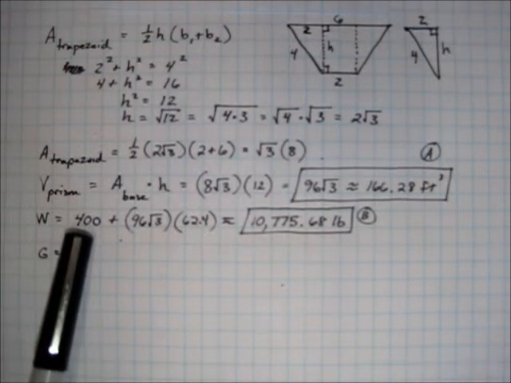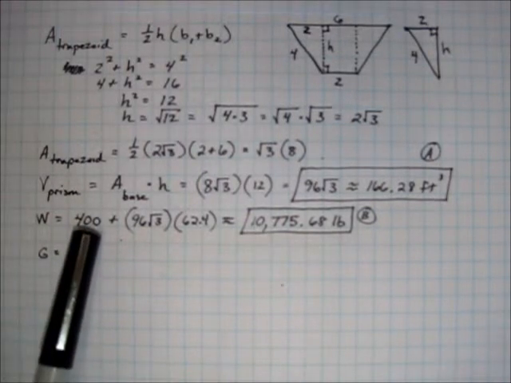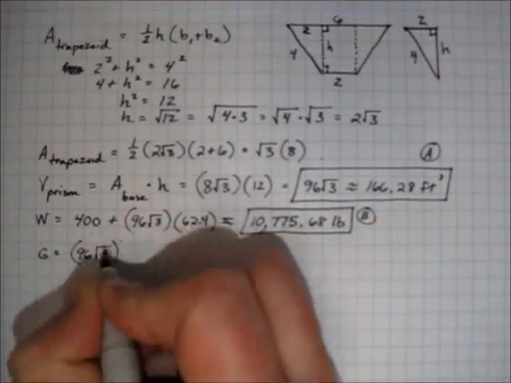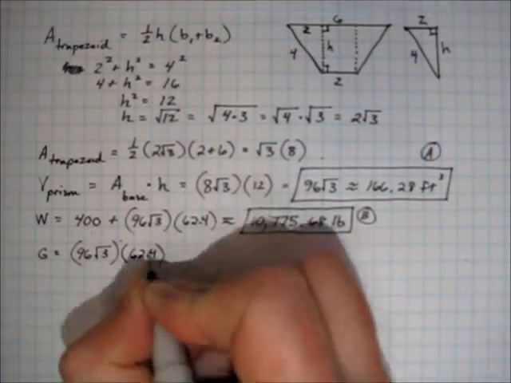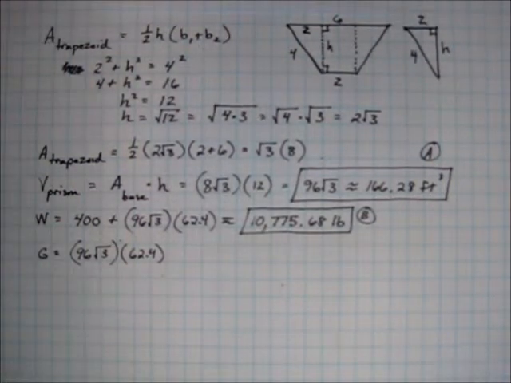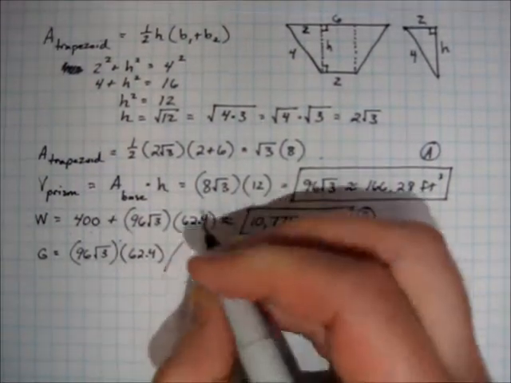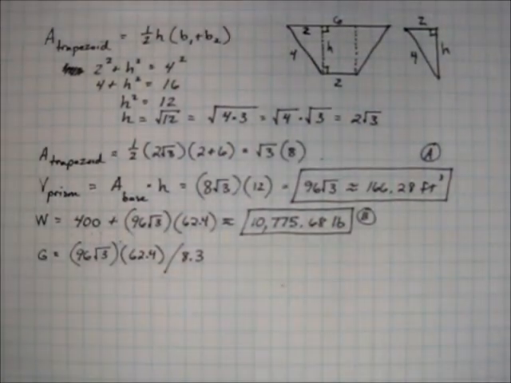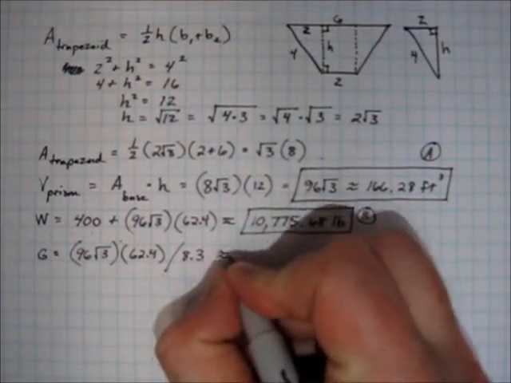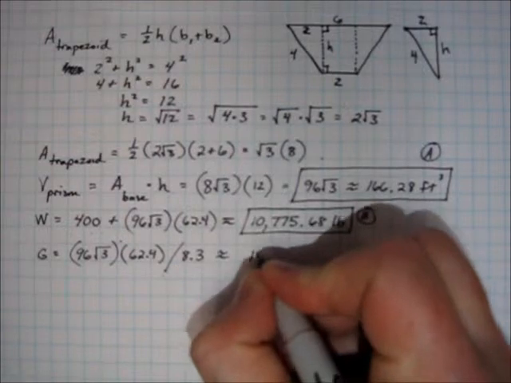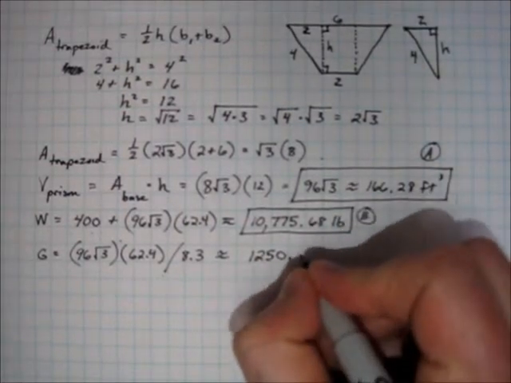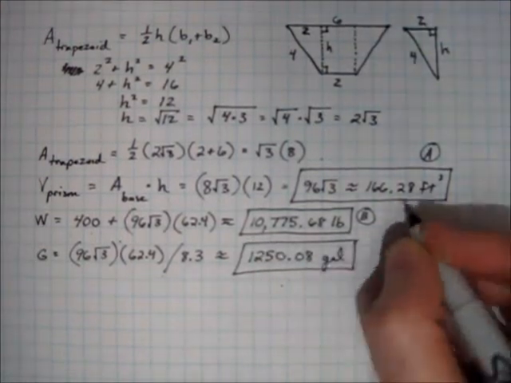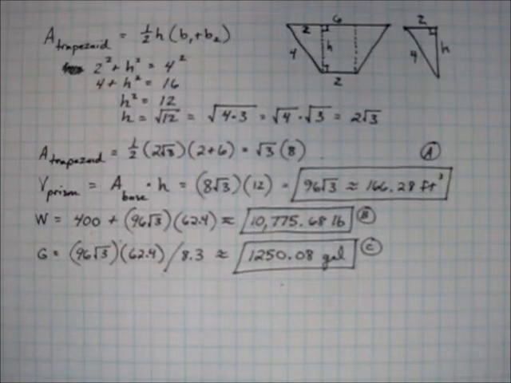So before I divide it by 8.3 pounds, I want to get rid of the 400. So I just want this portion, the 96 square root 3 times 62.4. That gives me a certain number of pounds, and that's just the poundage of the water. I want to take that value and divide it by 8.3, because for every 8.3 pounds, I get 1 gallon. So typing all that into the calculator and rounding to 2 decimal places, I get 1,250.08 gallons of water that this water trough would hold. And that's our answer to part C.